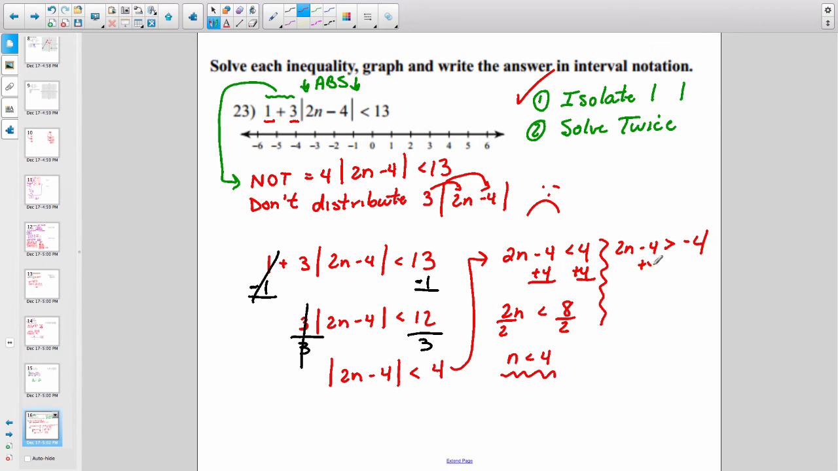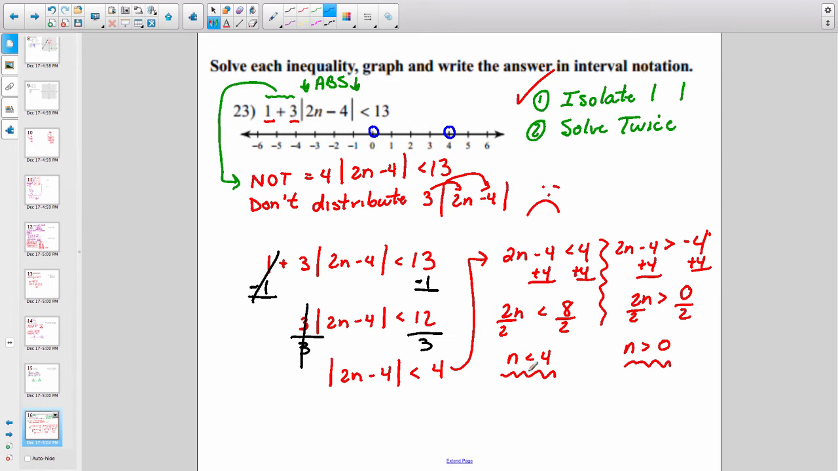Over here, same story. We're adding 4 to both sides, except something interesting happens. You end up with 0. Dividing by 2, n greater than 0. That's the second part of our answer. So, on the number line, since it's only less thans and greater thans, I'm going to put holes on these values. I'm not filling them in because they don't have lines underneath.